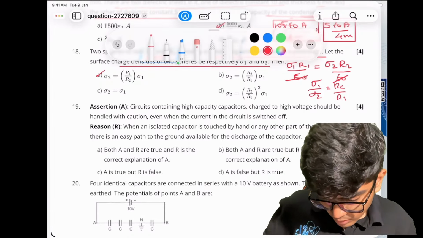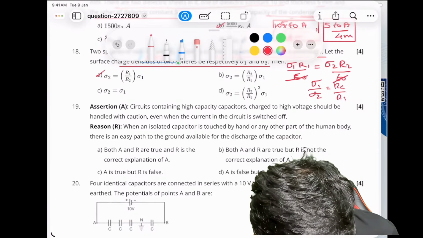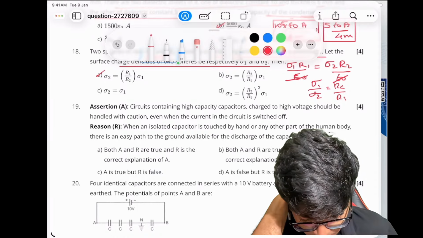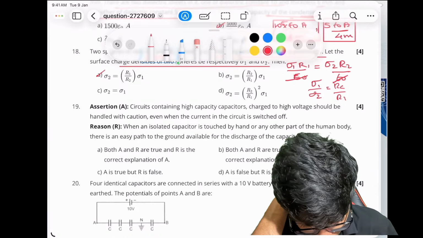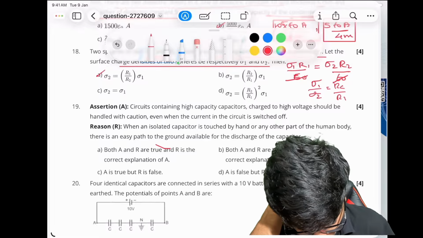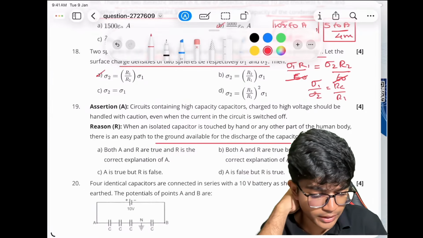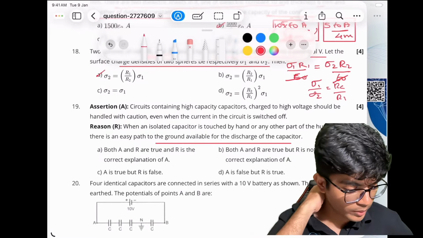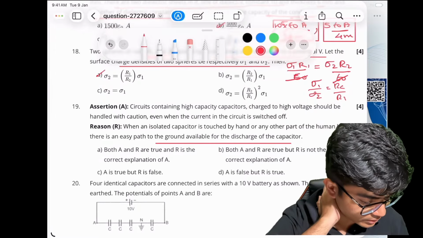Circuits containing high capacity capacitors charged to high voltages should be handled with caution, even when current in the circuit is switched off. When an isolated capacitor is touched by hand or any other part of the human body, it gets grounded easily. Only it discharges fast.